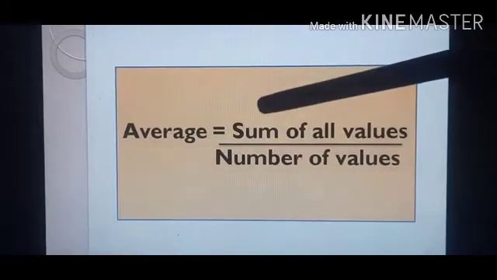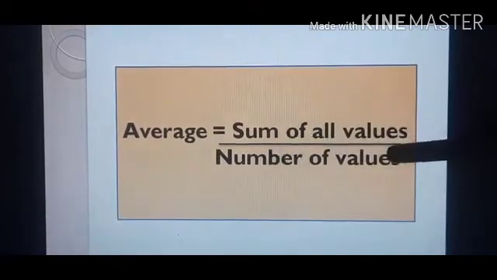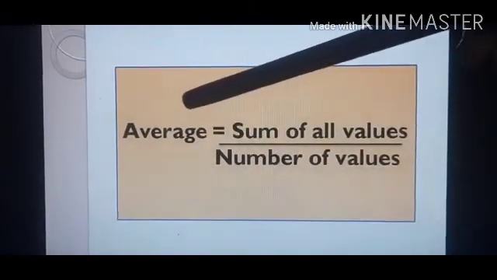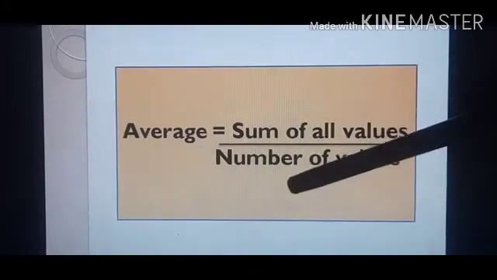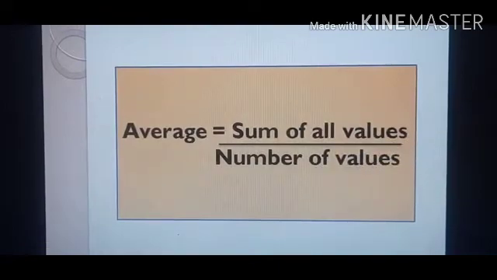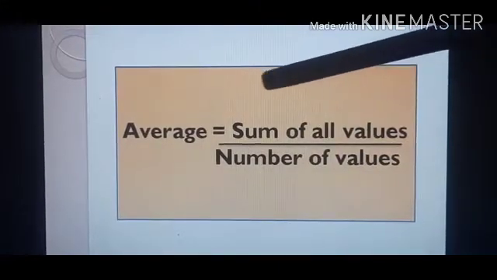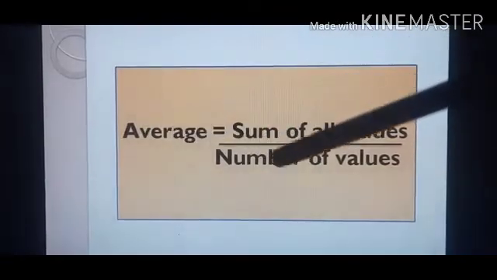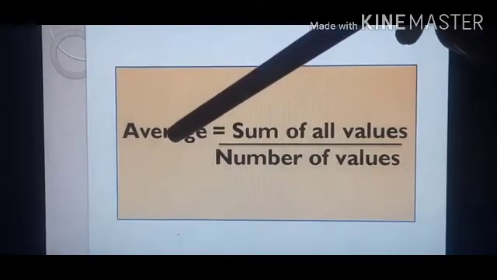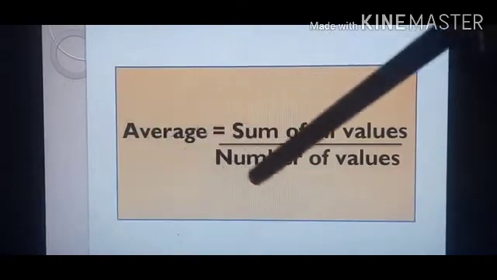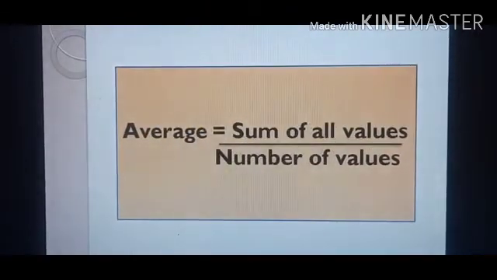So average is equal to sum of all values upon number of values. Understood? Now understand from this formula that if we have to find out the average, then we will do sum of the values, and the sum of the values will be divided by number of the values. But if it is given in the question, find sum of the values, if average and number of the values are given, then what we will do, we will write down sum of the values is equal to average multiplied by number of the values.